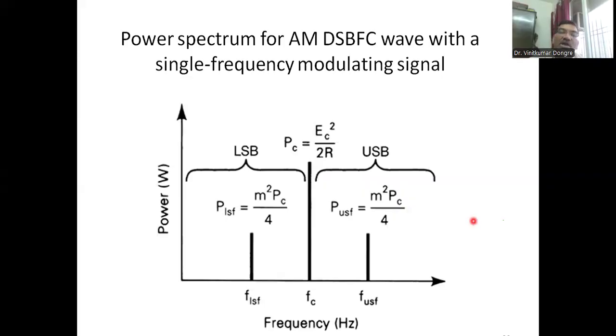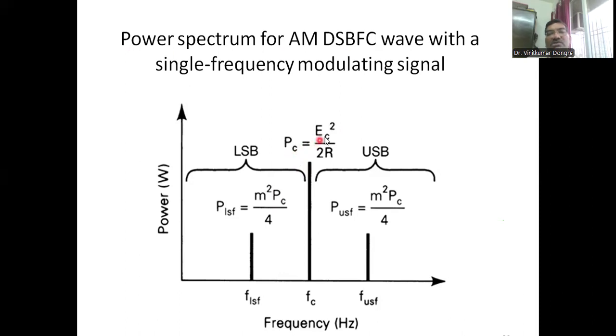Spectrum: previously, we put the upper sideband and lower sideband in terms of voltage. Now, in terms of power, there is a separate question in the exam, that is the power spectrum. If you say power spectrum and write the voltage equations here, you will not get the marks. So the power formulas we have just calculated are required. The power spectrum of the amplitude modulated double sideband full carrier wave is given here: lower sideband, upper sideband, and carrier.